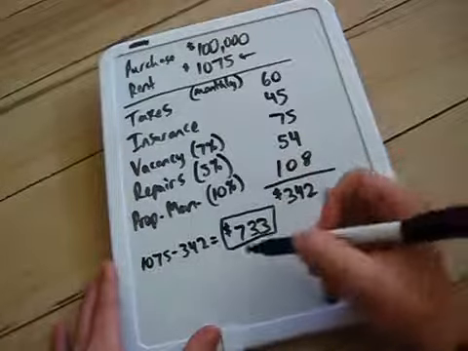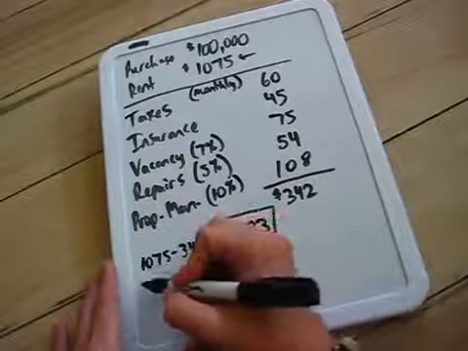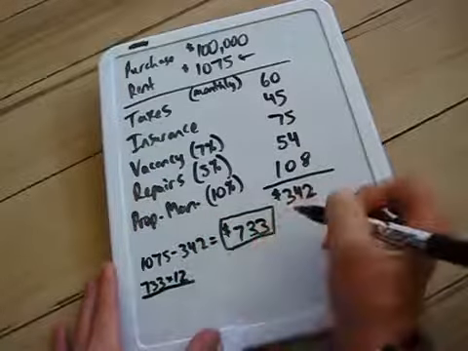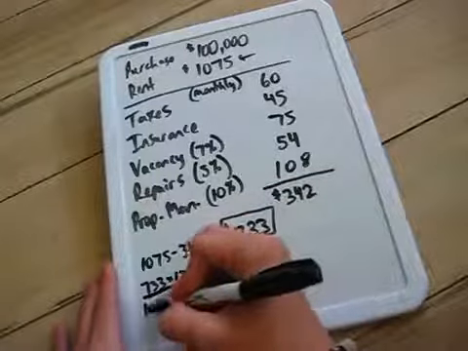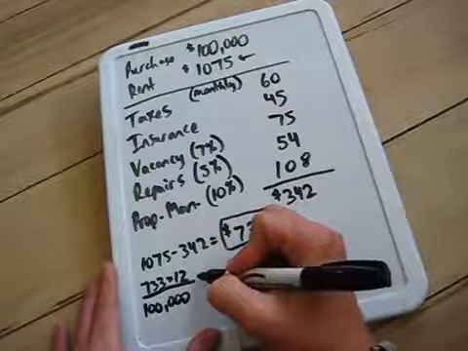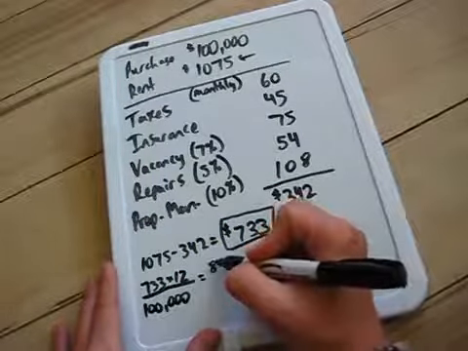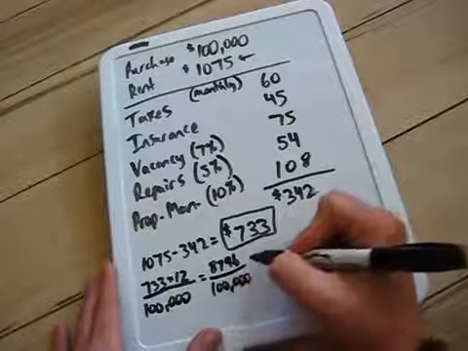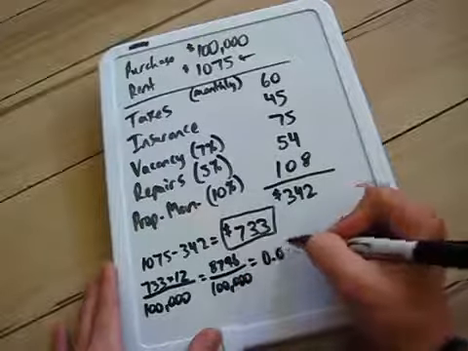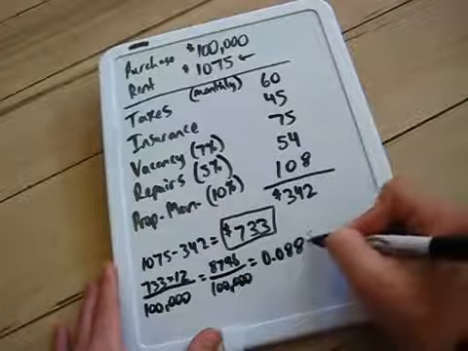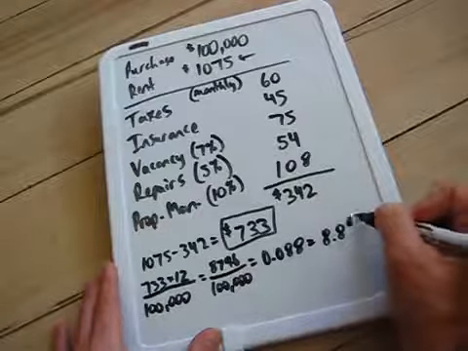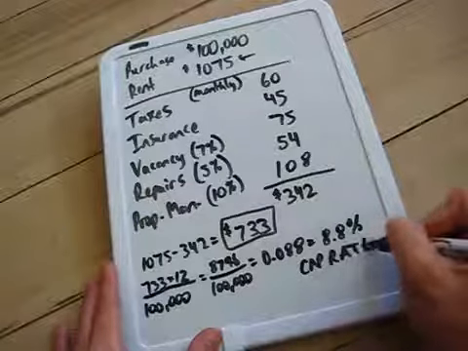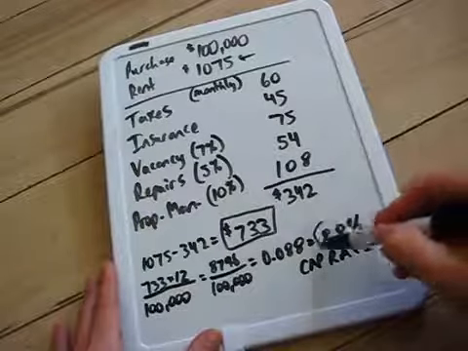Now, to calculate your cap rate, you are going to do $733 times 12 because you want it annually, and the total amount that you paid for this house was $100,000, which is going to equal, let's see, calculations, 8,796 divided by 100,000. You're going to get 0.088, which equals an 8.8%. This is your cap rate. Okay, that is the main number.